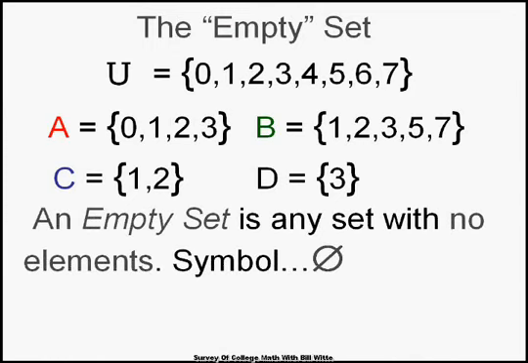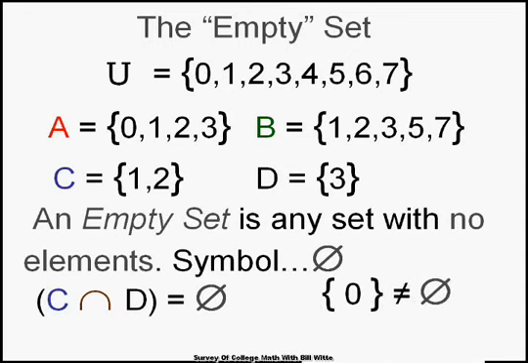Speaking of the empty set, what is an empty set? An empty set is any set that has no elements, and there's a symbol for that. No elements. I don't mean it has 0 in it, because 0 is something. It has no elements. The intersection of C and D is the empty set. There's something screwy around here: this is not the empty set because it's not empty. It has something in it. The empty set has no members. Now then, we'll see how much you learn.